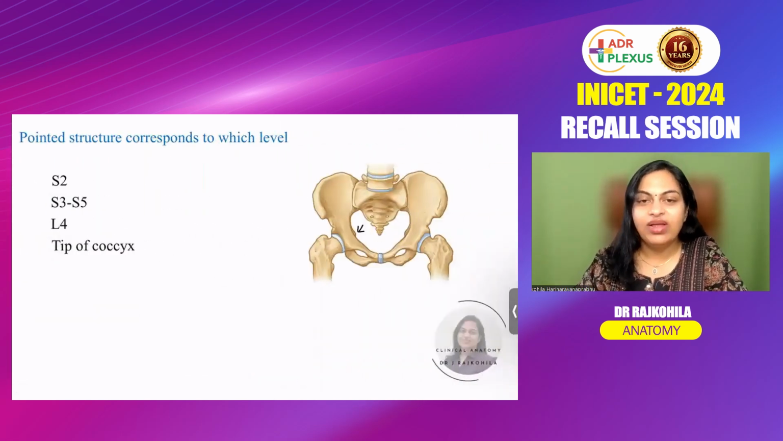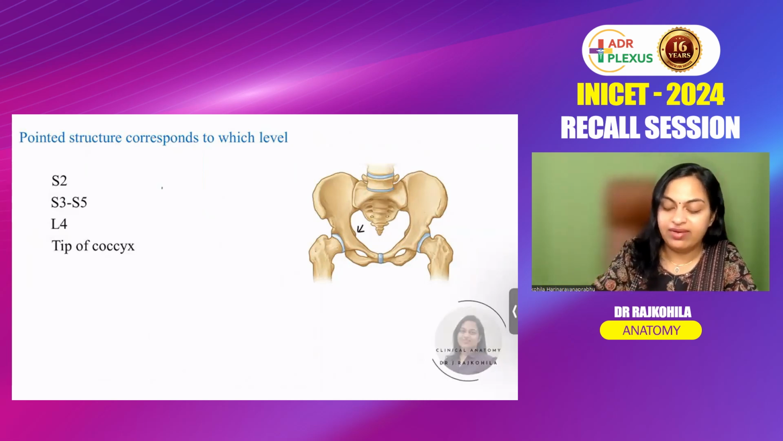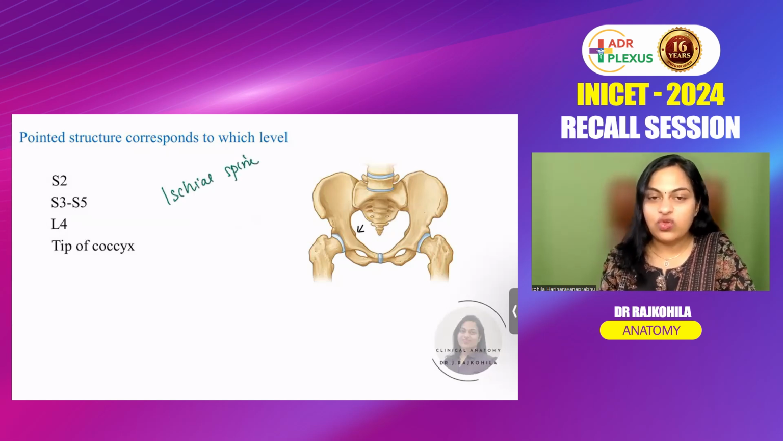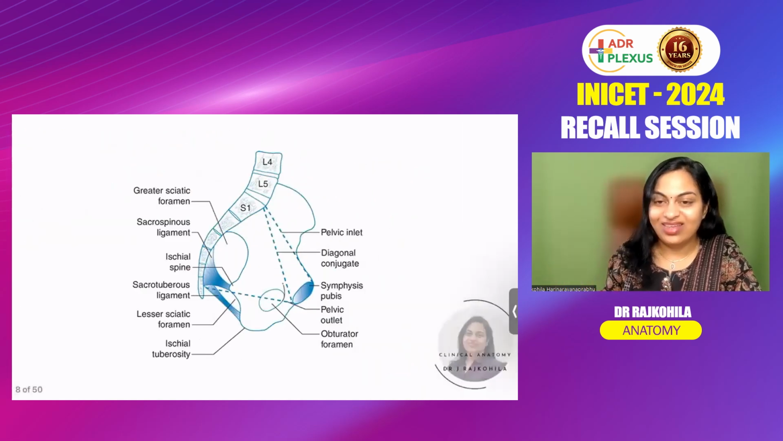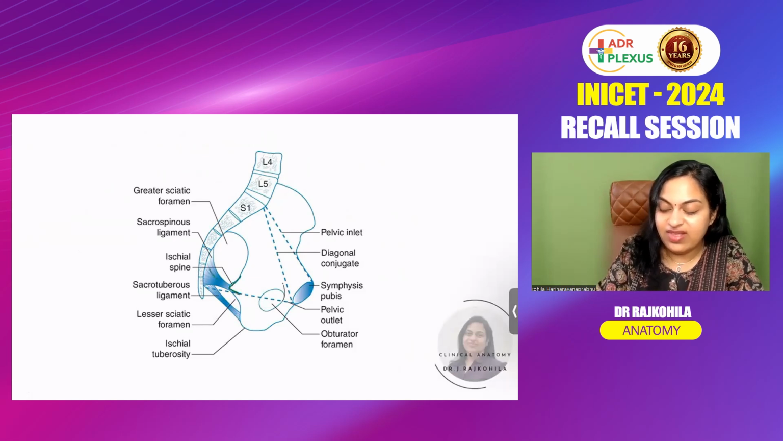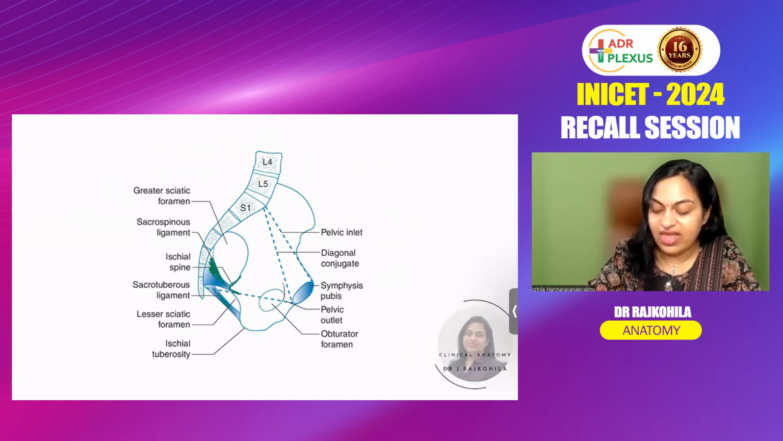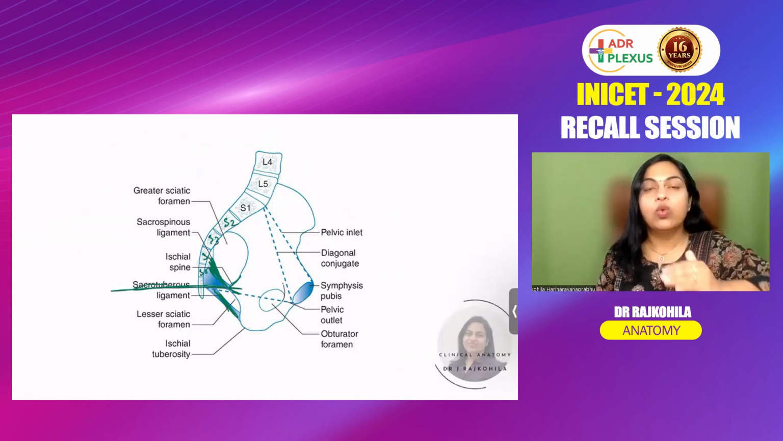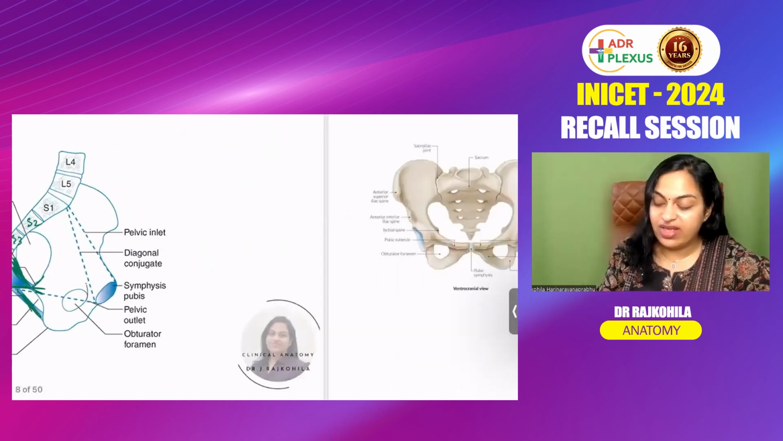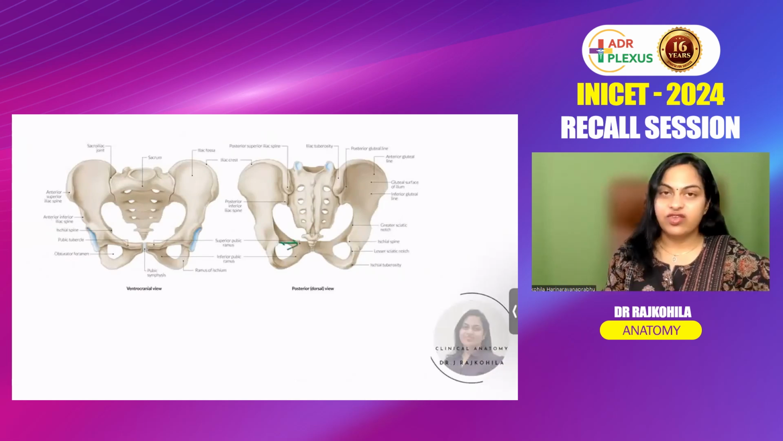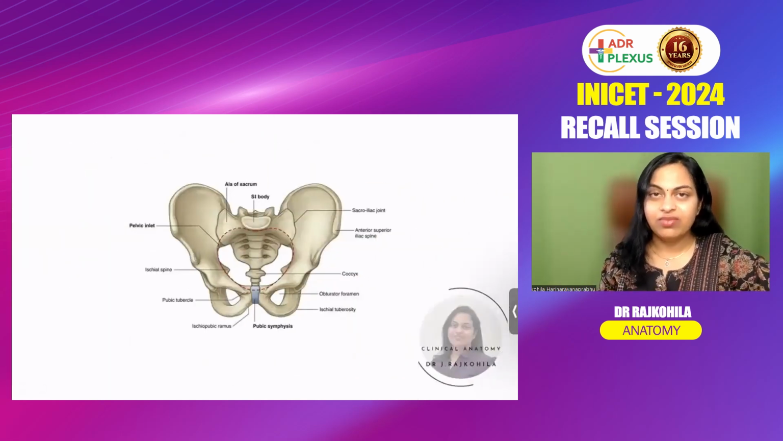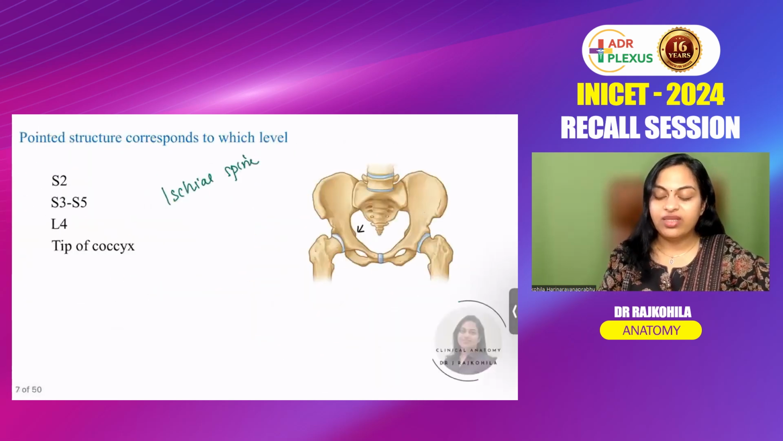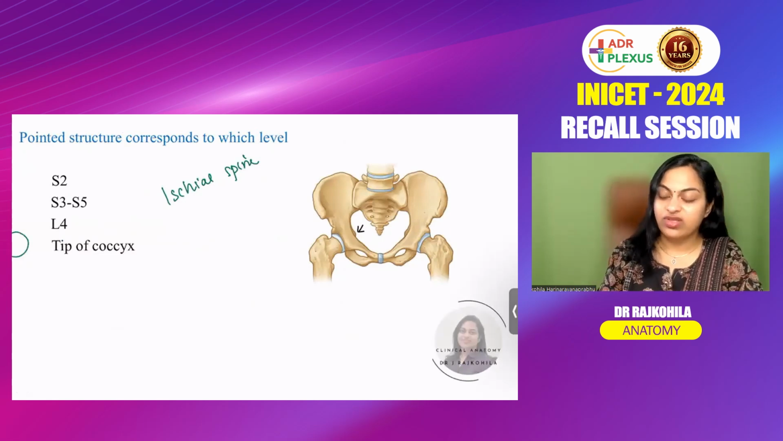Coming to the next question, the pointed structure which was supposed to be the ischial spine, right? The level of the ischial spine corresponds to, I'll just show you a picture. Where is the ischial spine here? This. This is the sacrospinous ligament and the sacrotuberous ligament. You see S1, S2, S3, S4, S5. So the tip of the ischial spine is well below the sacral vertebra, and it corresponds to something that's below the sacrum, that is the tip of the coccyx. The tip of the coccyx will be the best option, the correct option for this question.